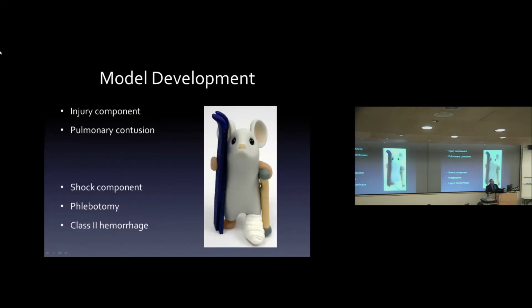So our model has two components to it. When we were designing this model, we wanted to mimic shock in controllable and modulatable ways. We have the injury component, but that pulmonary contusion itself doesn't bleed. But all of our severe trauma patients bleed. And so we wanted to be able to add that in or add that out. What we use as a surrogate is phlebotomy. We're able to take out approximately 15% of the blood volume and get almost a class two level of shock for our mice.